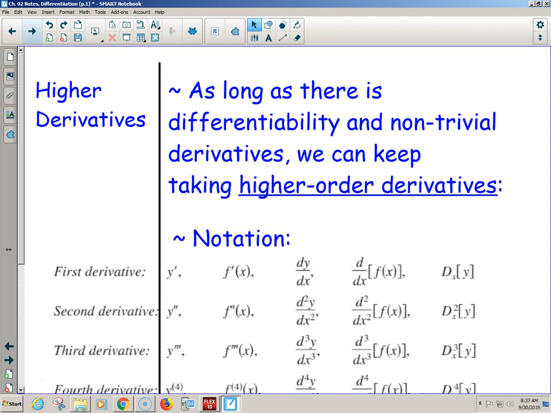Now we can, but just because we can do something, does that mean we should? No, it just says we can, if asked, if called upon, if the time is right, but not just randomly because you feel like it. Life lesson there. As long as there's differentiability and non-trivial derivatives, we can keep taking higher order derivatives. Doesn't mean we should, just that we can.